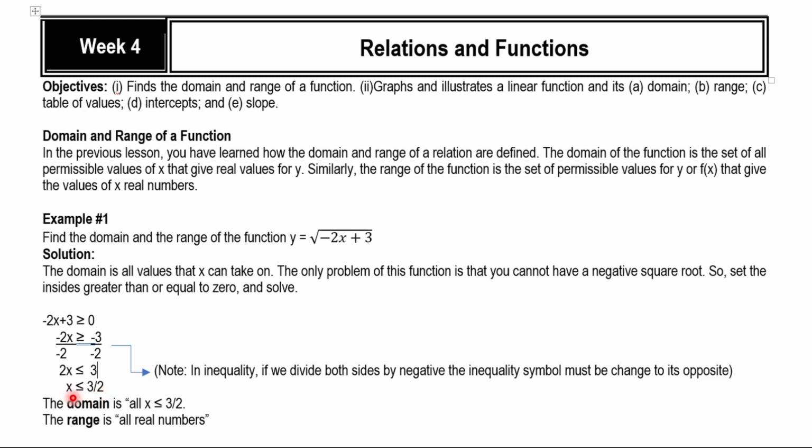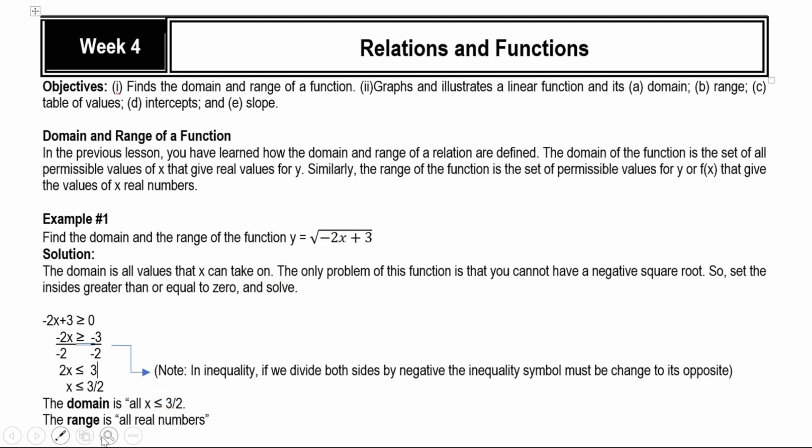So, meaning, all the values of x that will satisfy this given function are only the values less than or equal to 3 halves. So, meaning, the domain is all x less than or equal to 3/2. Because if it is greater than, the result will be imaginary. So, it cannot be. So, the only possible values are less than or equal to 3/2.